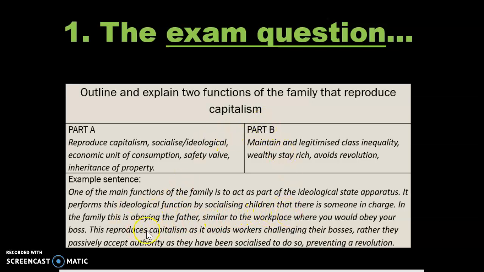And now here's your application. It's reproducing capitalism as it avoids the workers challenging their bosses. Rather, they are passively accepting the authority because they have been socialised to do so. There's your cheeky link back to the part A, which then prevents a revolution. So hopefully you have got a lovely example sentence before we move on to our next example.